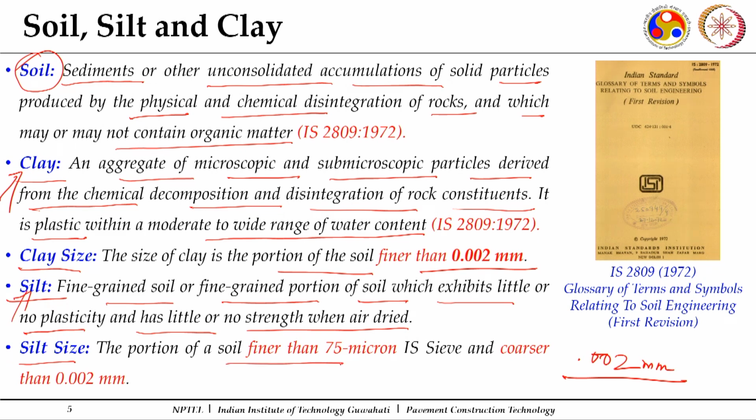So, when it comes to the sizes, it says that the portion of soil which is usually finer than 75 micron, so 0.075 mm, and coarser than 0.002 mm, that is your 2 micron, because normally the one below 2 micron comes under the category of your clay soil.